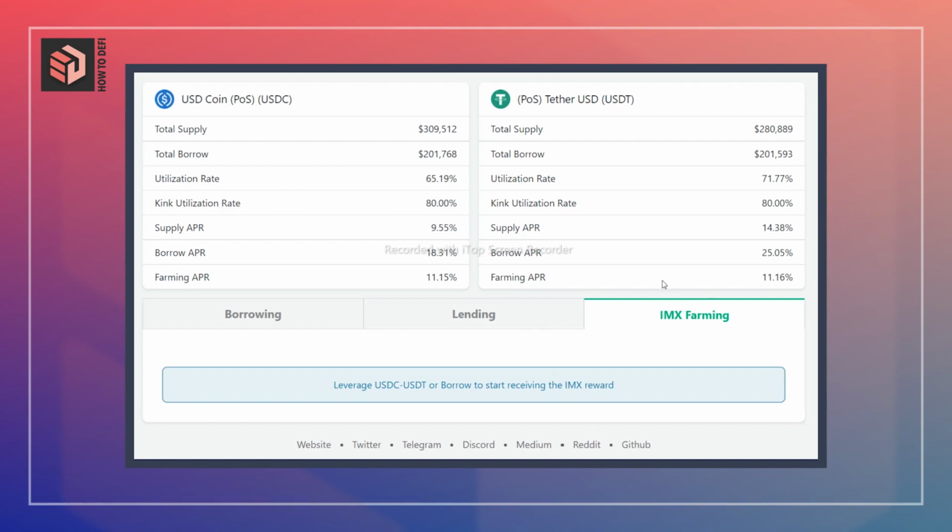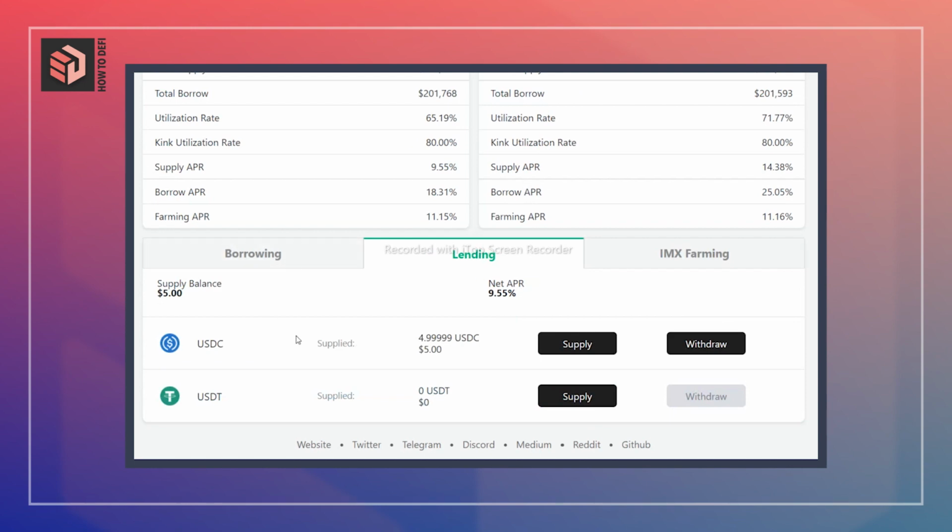And then just a note on IMX farming: if I were to do the borrowing side, in order to leverage up a yield farming position, then I would be able to earn IMX tokens. But for the moment, I'm just focusing on lending single-sided USDC.